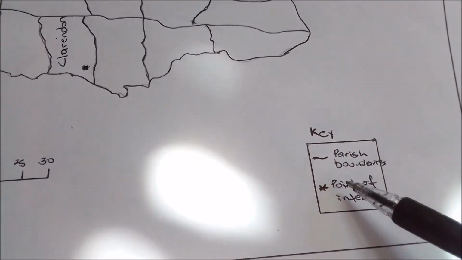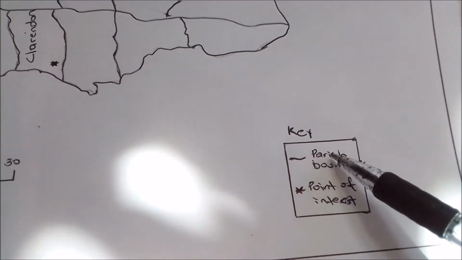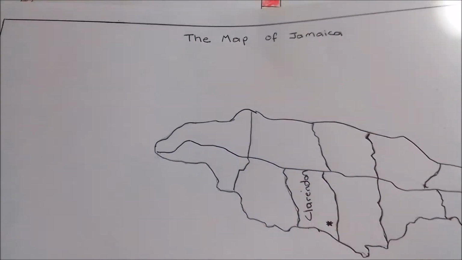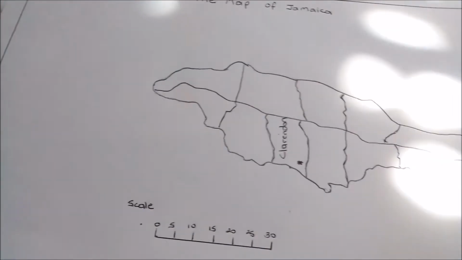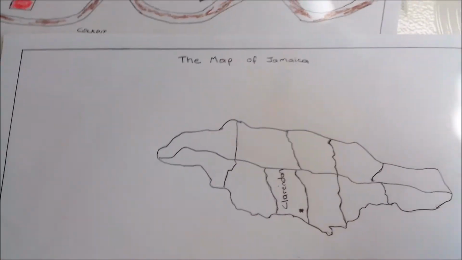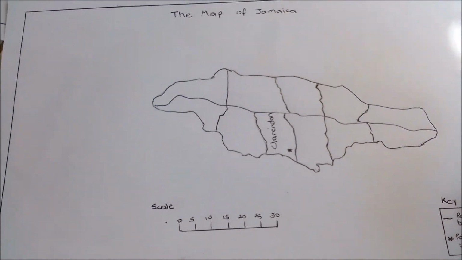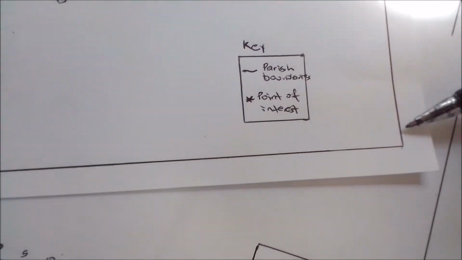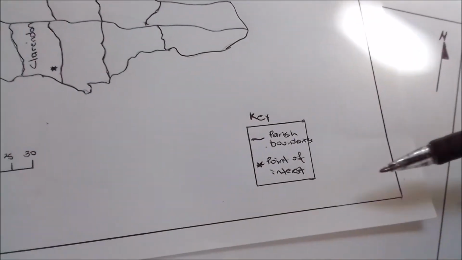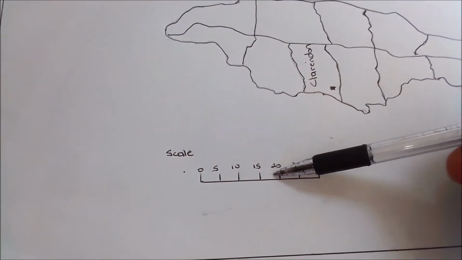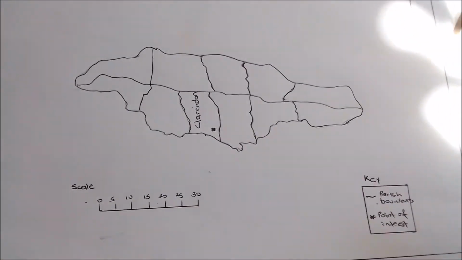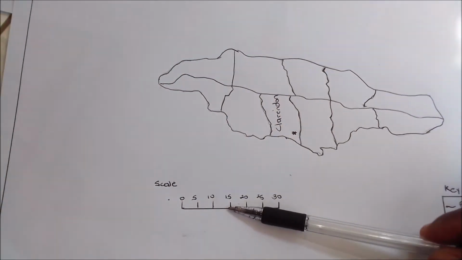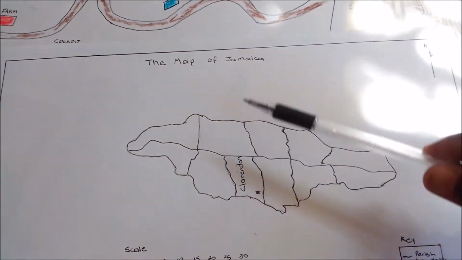And you can see here on the key, we have the parish borders, parish boundaries, and the point of interest, right? Now, note, on all 3 maps, and I'm going to be showing you the 3rd map very soon, the 5 elements of a map must be on it for you to get your full mark, right? Okay, so here you have your border, you have your key, you have your title. So here you have the 5 elements, right? You have the border, you have the key, you have the scale, you have the title, right? And this is the map, right?